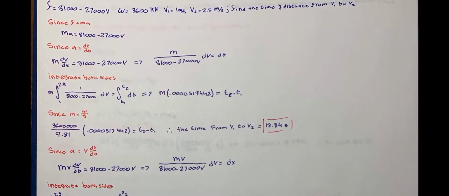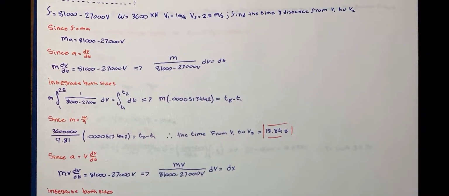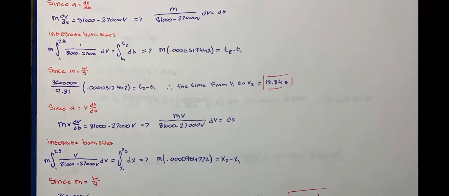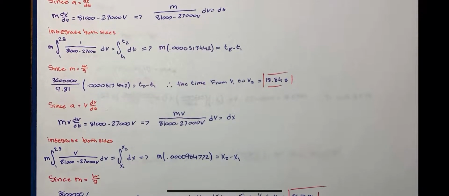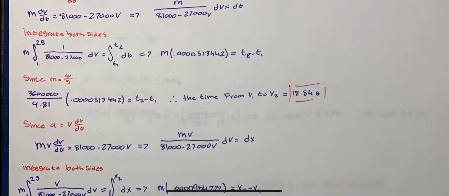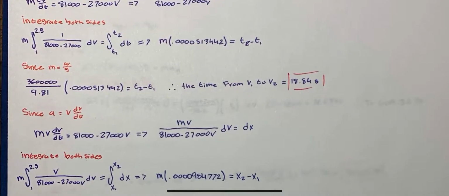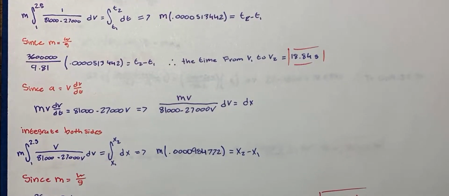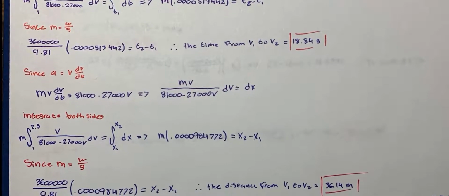We know since F equals ma, we can just replace the force with ma. And we know a equals dv/dt, so we can put dv/dt for a. Then we can split the equation, put like terms, integrate both sides, and come up with this equation here. And since we know that m is equal to weight divided by gravity, we can plug in the weight and gravity and find that the time from V1 to V2 is 18.84 seconds.